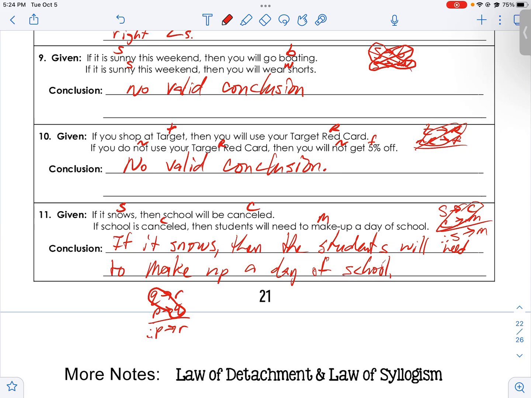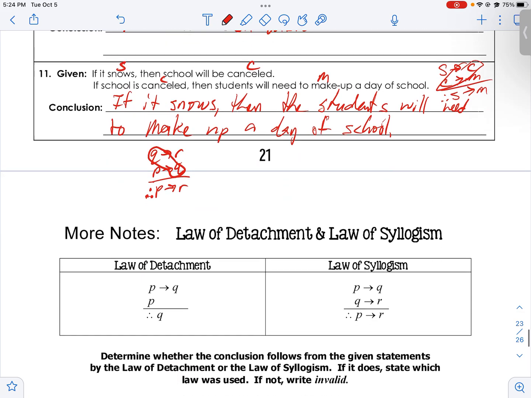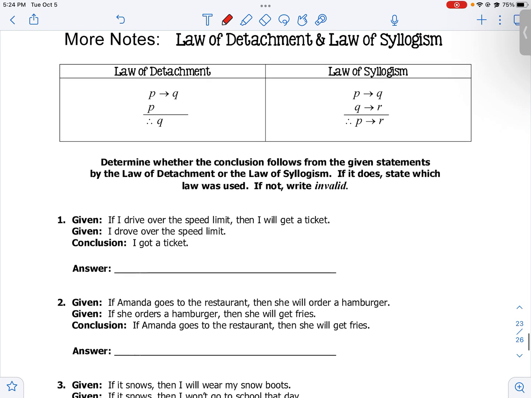That's okay as well, as long as the back of one is the front of the other. You can make a conclusion in that sense. All right, here are the laws again. What you have to do here is determine whether the conclusion follows from the given statements by the law of detachment or the law of syllogism. So we'll say LD or LS.